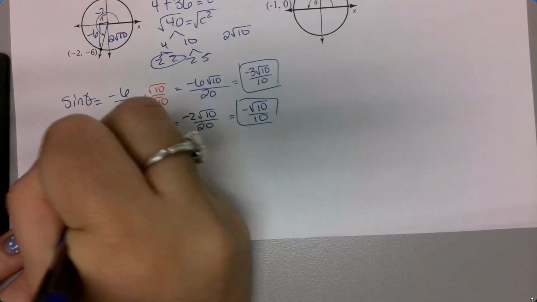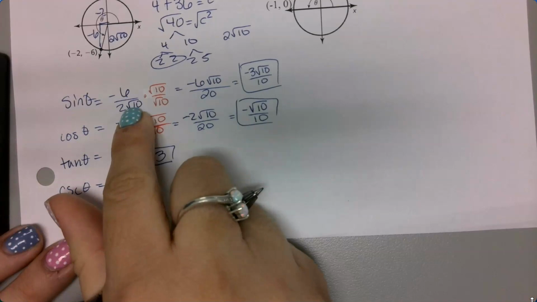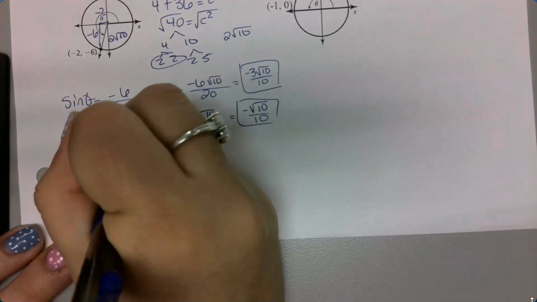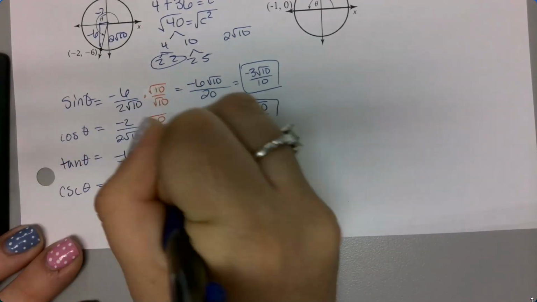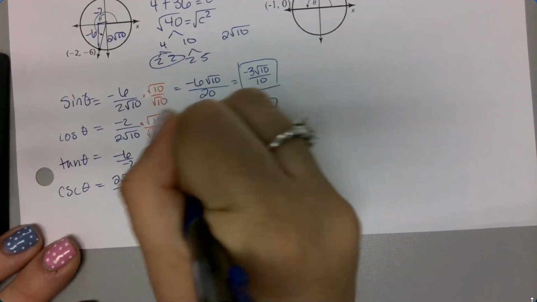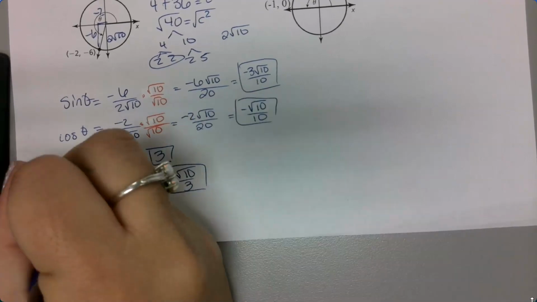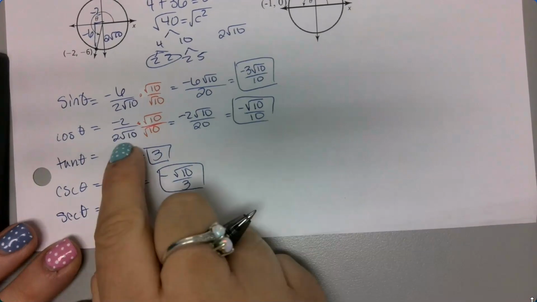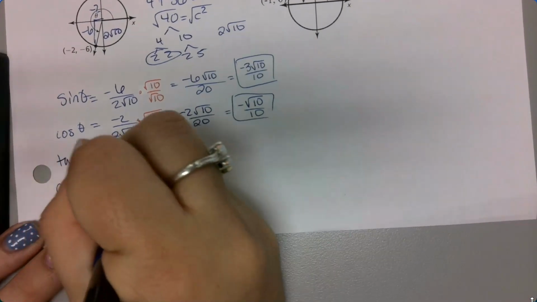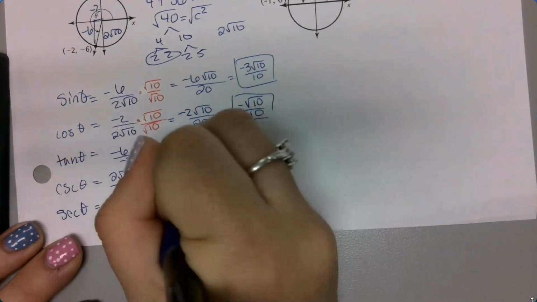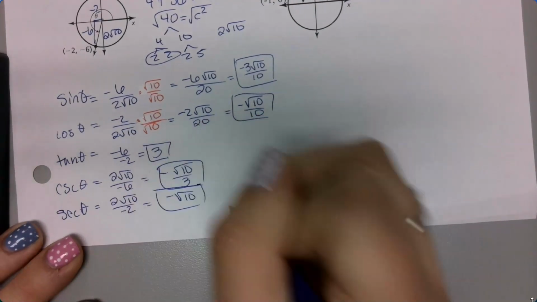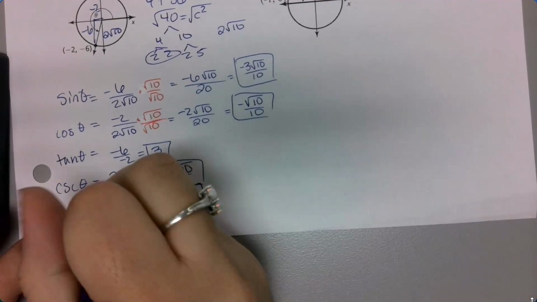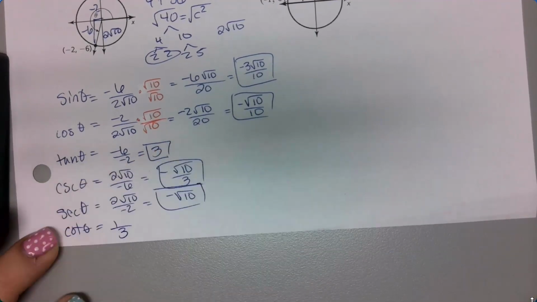Cosecant is the opposite of sine, so the opposite of -6 over 2 square root of 10, which simplifies to negative square root of 10 over 3. And then secant is the opposite of cosine, so I'm going to flip the original one. That is 2 square root of 10 over -2, which simplifies to negative square root of 10. And then cotangent is the reciprocal of tangent, so 1/3.